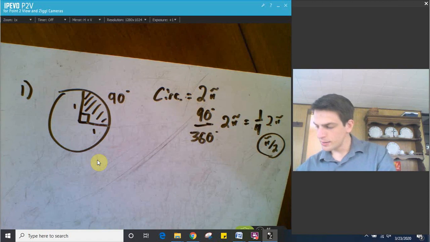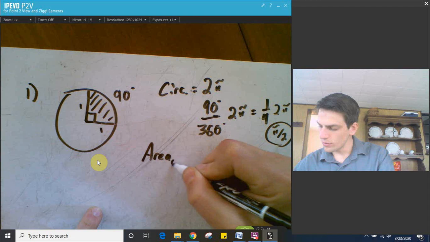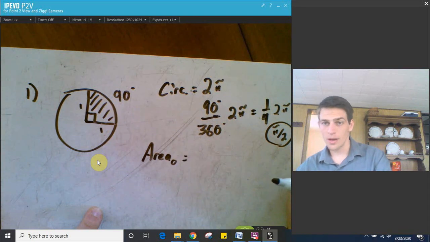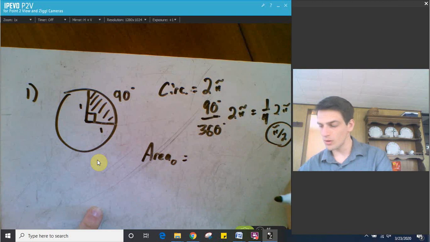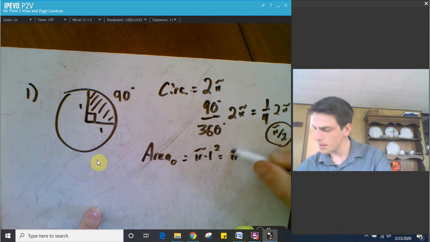Now, let's find the area of that sector. I'm going to first find the area of the whole circle. So the area of the whole circle is pi r squared. Pi is pi, r is 1. When you square that, you get 1. So it's pi times 1 squared, which is equal to just pi.